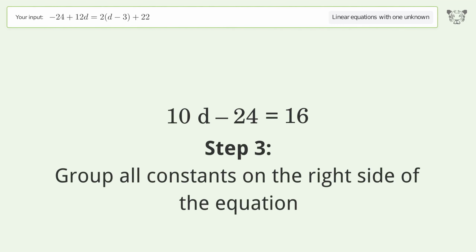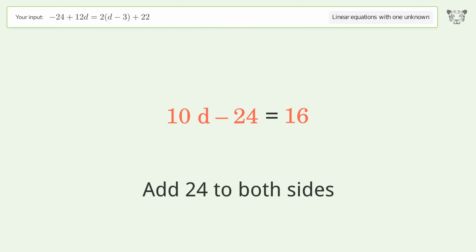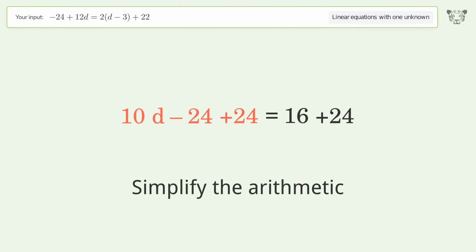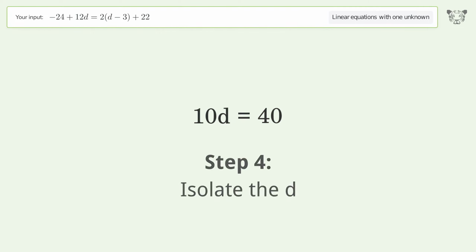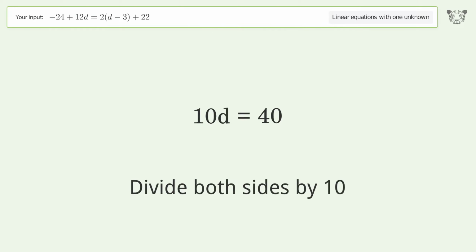Group all constants on the right side of the equation. Add 24 to both sides. Simplify the arithmetic. Isolate the d. Divide both sides by 10.